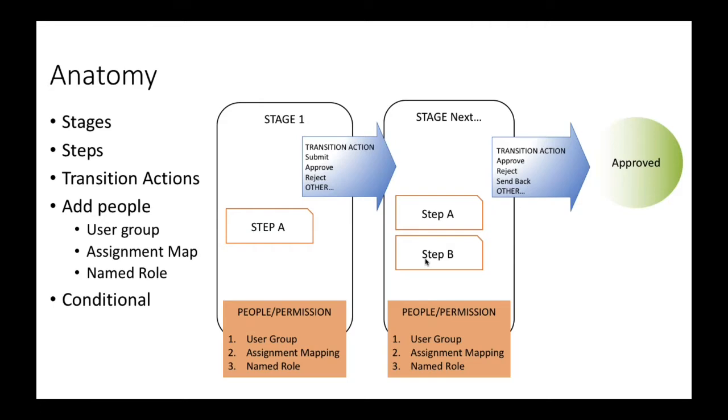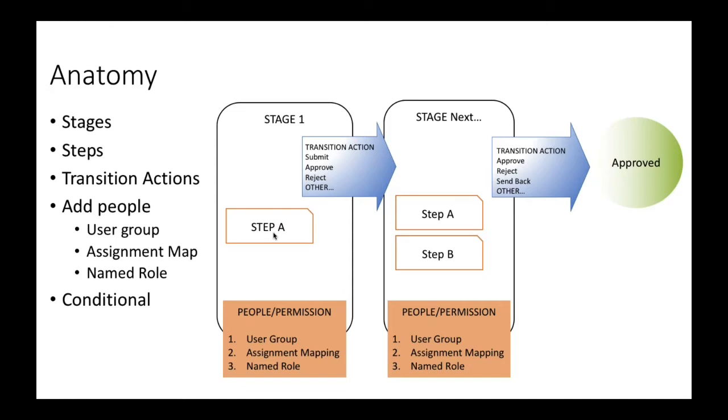If you're picturing a brick wall between stages, the way the specification moves across that brick wall is through a transition action. The actors, the people permissions, are listed below here. The actors are attached to a step, and they engage with transition actions. When they have completed their task, they invoke their appropriate transition action, and that moves the object from their stage to the next stage.